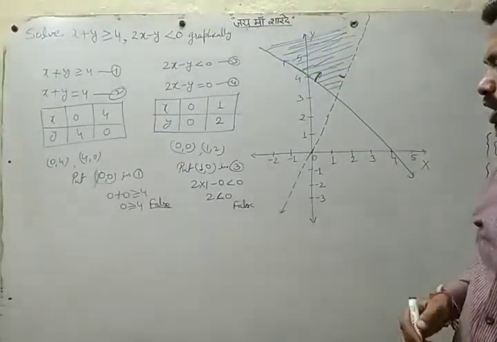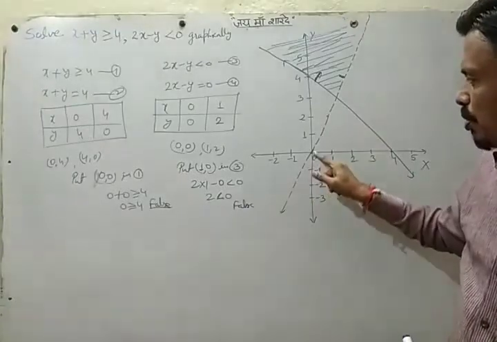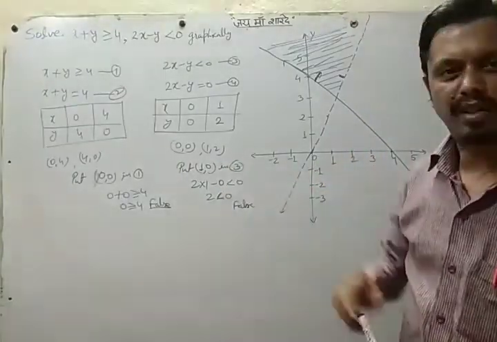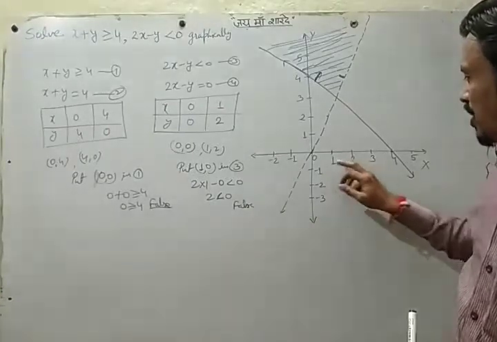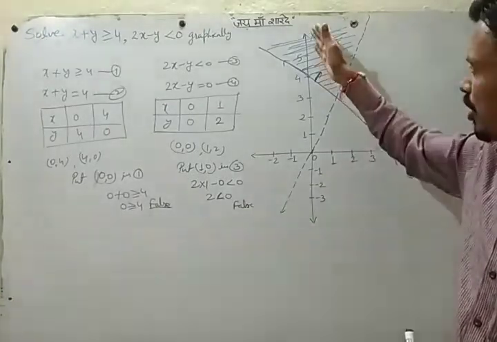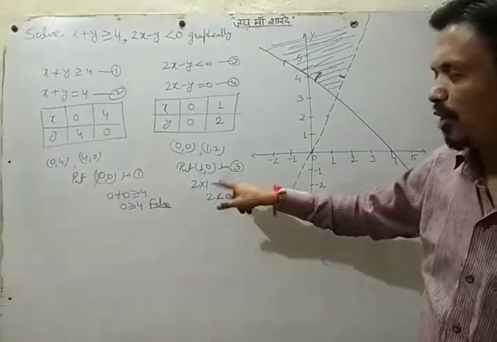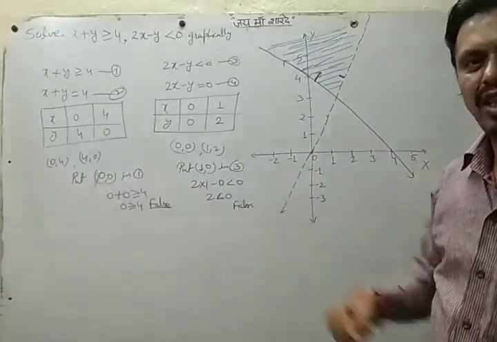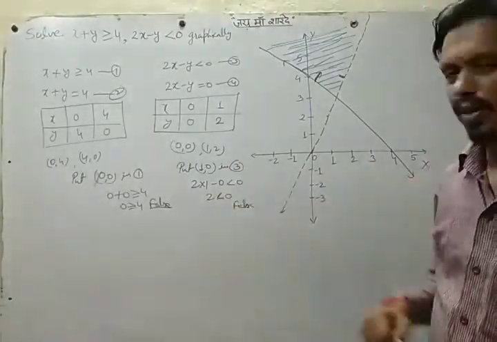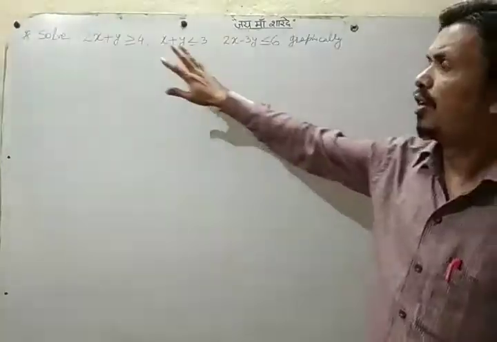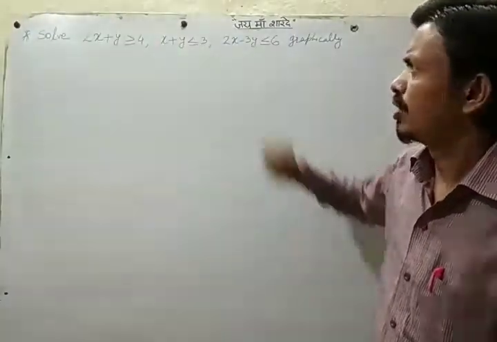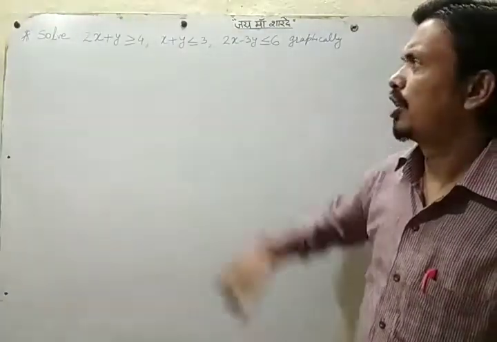So better be careful: when your line passes through the origin, we cannot put the origin. Then take any other point. Simply you can take points on the x-axis or the y-axis, where one coordinate will be 0, so it will be easy to calculate. Okay. Now we are given 3 inequations. We want to find their solution graphically.